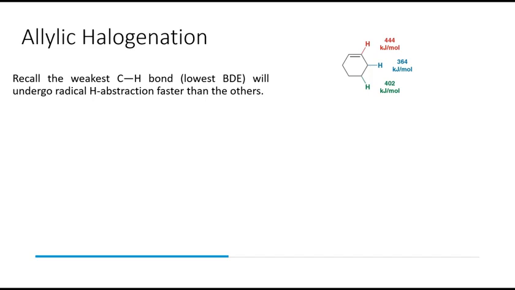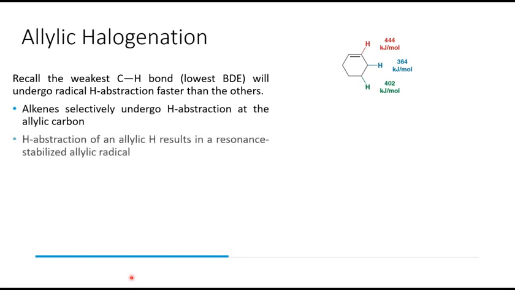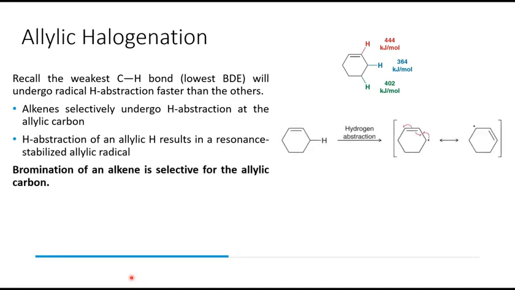Allylic halogenation. Recall the weakest CH bond, or the lowest bond dissociation energy, will undergo radical H abstraction faster than others. Alkenes selectively undergo H abstraction then at the allylic carbon. H abstraction of an allylic H results in a resonance-stabilized allylic radical. Bromination of an alkene is selective for allylic carbon. Here we have allylic halogenation. We have an alkene, bromine in the presence of light, resulting in allylic halogenation.